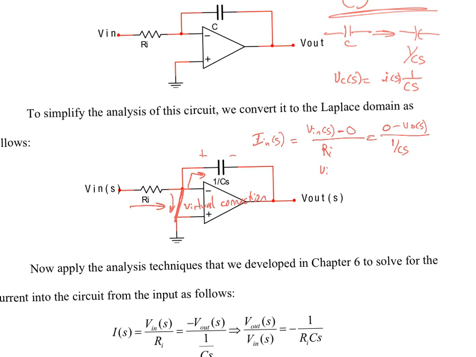So let's clean it up. V in of s over Ri equals negative Cs V out of s, right? Just by cleaning it up. And now I'm going to do my closed loop gain for this circuit, which we're going to define as V out of s over V in of s, which is equal to negative 1 over Ri times C times s, which is equal to 1 over s times negative 1 over Ri times C. What did I just build there?